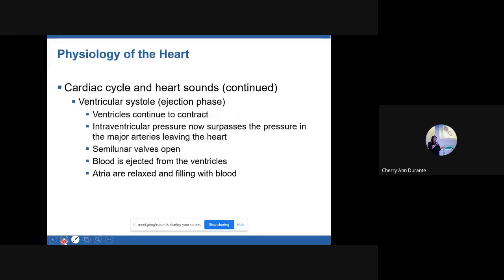So the ventricular systole, also known as the ejection phase, is where your ventricles will push open the valves, the semilunar valves, will cause the blood to be ejected from the ventricles, which means that during this time, the atria is just chilling out and filling with blood.